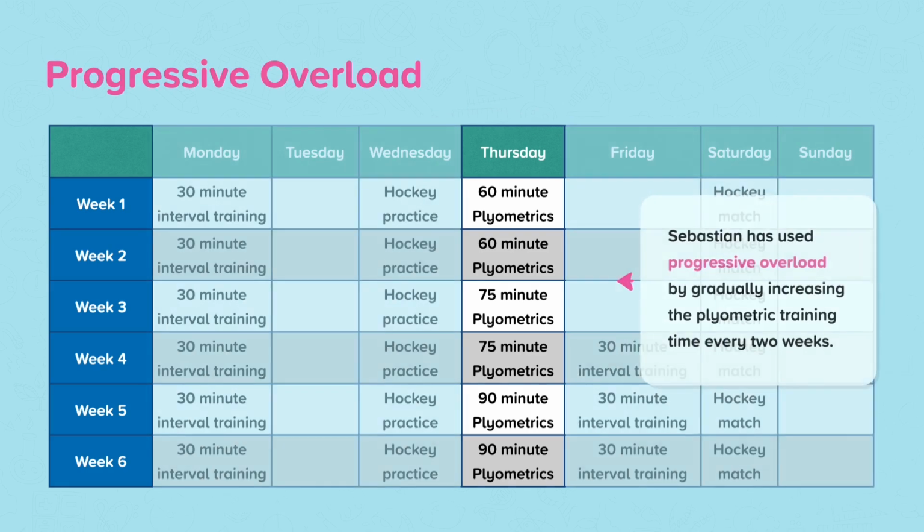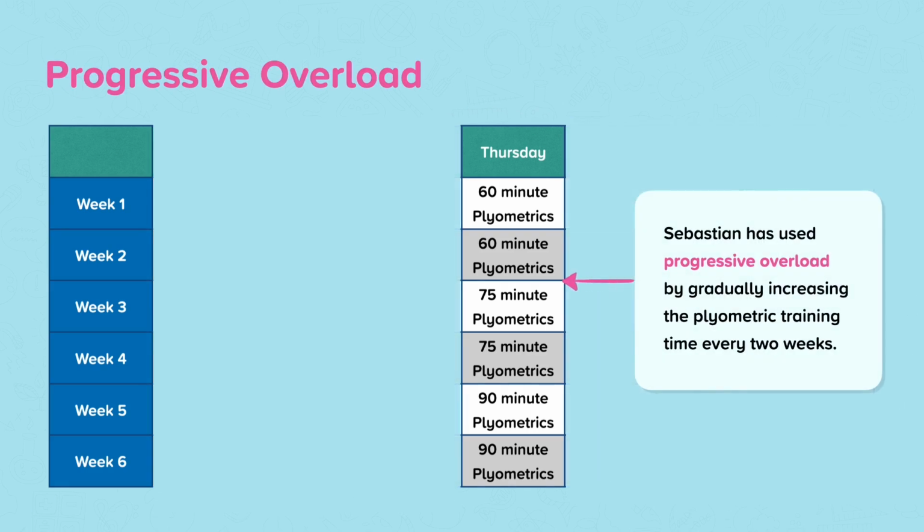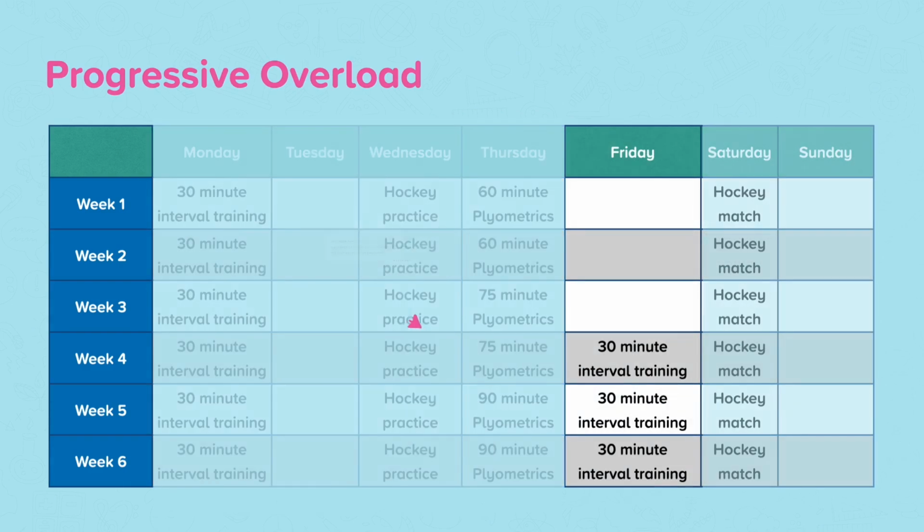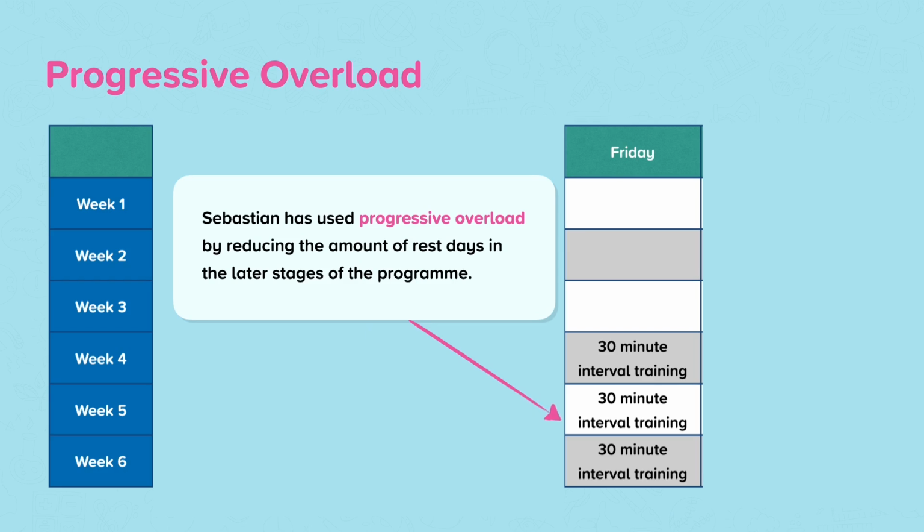Sebastian has used progressive overload by gradually increasing the plyometric training time every 2 weeks. Sebastian has also used progressive overload by reducing the amount of rest days in the later stages of the program.